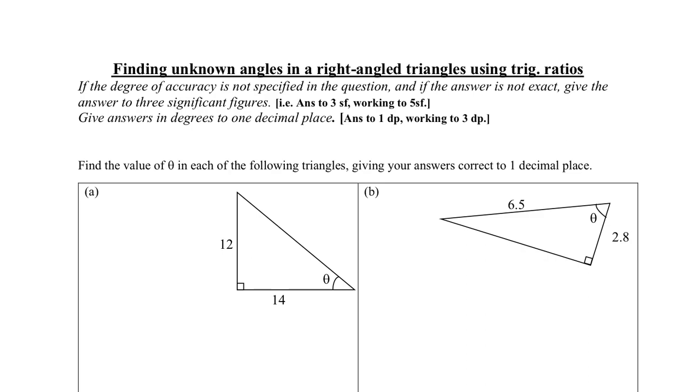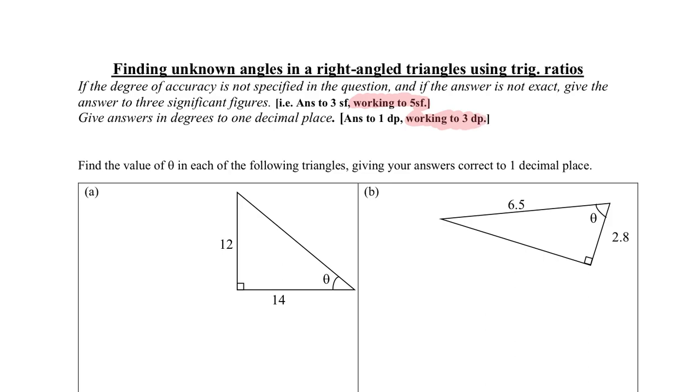But before that, this is a good practice that we do try to give our working to around 5 or 6 significant figures. Then the final answer to be in 3 significant figures. And if the answer is going to be in degrees for the angles, we do give our answer to 1 decimal place if the answer is not exact. Okay? And in that case, the working we usually give to 3 decimal places.